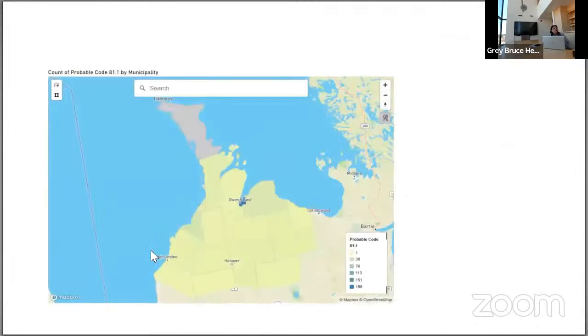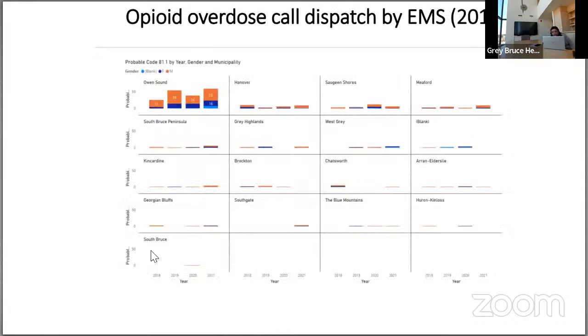We started also to have an interactive dashboard mapping to know the number of calls from each municipality, so that again, all this work is related to knowing where to focus or allocate resources. This is by municipality and by gender. We can see here that Owen Sound has more opioid overdose calls compared to other municipalities. And there are some male calls in Owen Sound, Hanover, Saugeen Shores, Meaford, and others. This is more pronounced, but again, this data also needs more work to see its significance.